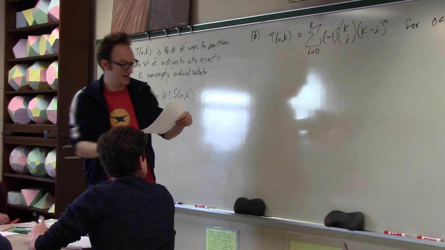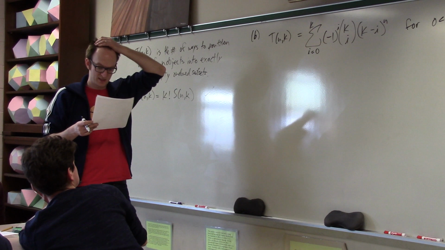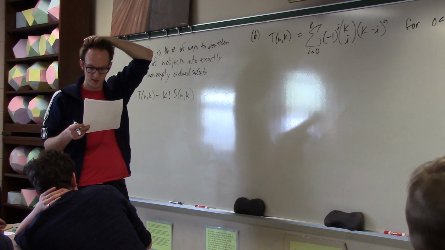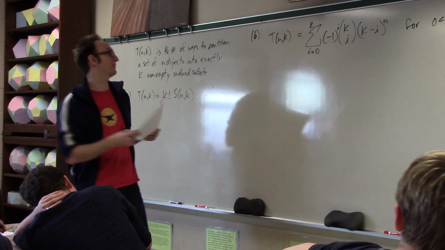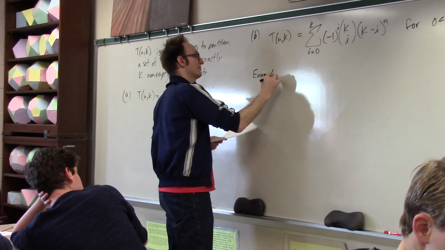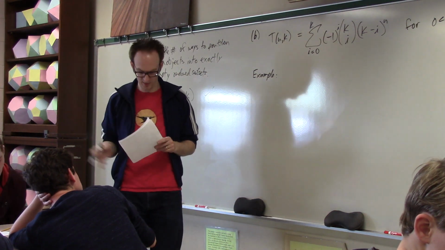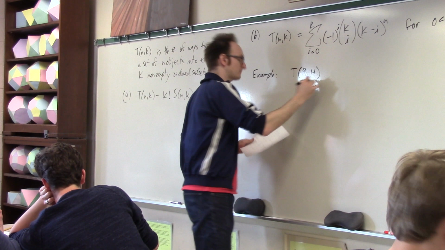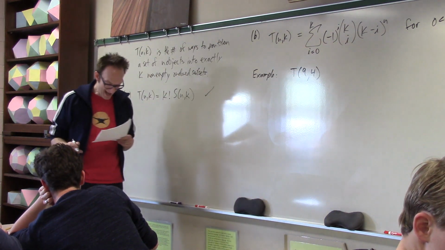Okay, let's just do this. This makes my brain hurt a little bit, so I'm just going to do it with an example. Doing an example and then generalizing is just the exact same thing, just a little more general. So take T(n, 4).